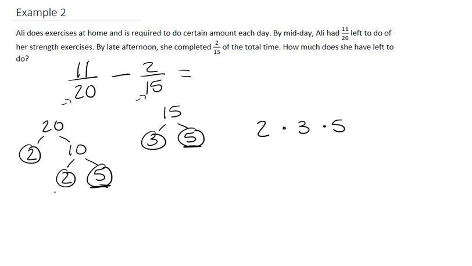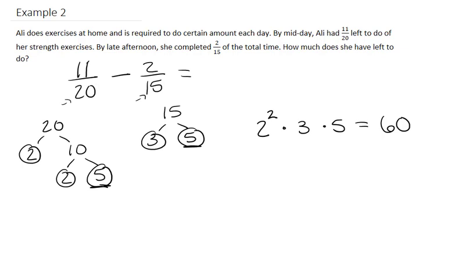Now for 2, we have 2 of them, so we would put a 2 here. 3, we just have 1, so we'll just leave as is. And each one has 5, so we'll leave that as is. So our new common denominator would be from this. So 2 times 2 is 4, times 3 is 12, times 5 is 60. So this is our common denominator.